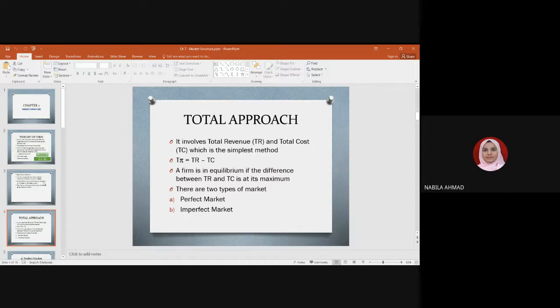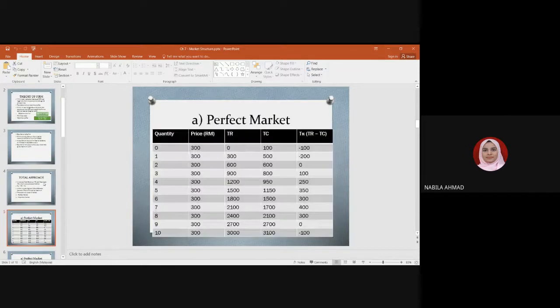Alright, so ada dua market, ada dua jenis market yang kita akan pelajari. Ya, so kita ada perfect market dan imperfect market. So ini contoh perfect market. So kalau perfect market, price dia constant, price dia tak berubah. So macam mana nak cari total revenue? Quantity times price. So 1 times 300, 2 times 300, 3 times 300 kita dapat total revenue. And total cost di sini.